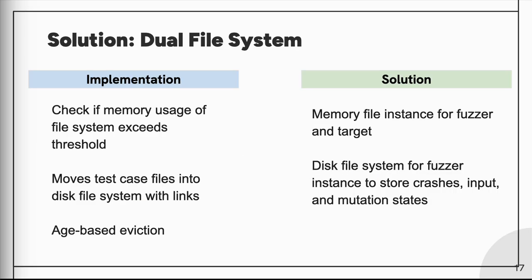To overcome the challenge of file system contention, the authors introduced the dual file system. This approach creates a private working directory for each instance of the fuzzer to avoid contention for accessing test cases and allow them to have their own independent file systems. This is done in addition to having a file system service that periodically checks whether memory usage is going above a set threshold. If this is the case, test cases are moved into the disk file system and replaced with symbolic links to the corresponding location on disk.